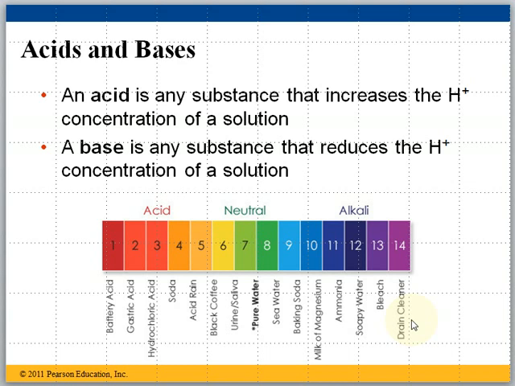And in our scale, anything below 7 would be considered an acid. There you can see some examples, all the way from pure water, which is neutral, all the way down to battery acids, stomach acids, things like that.